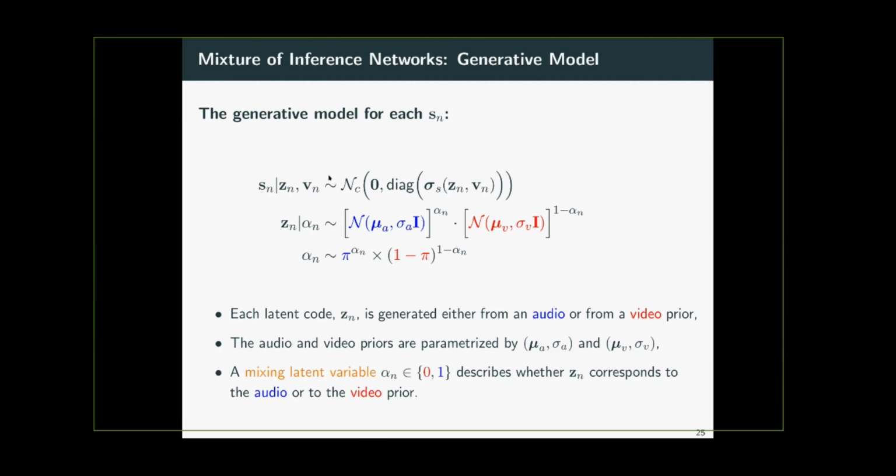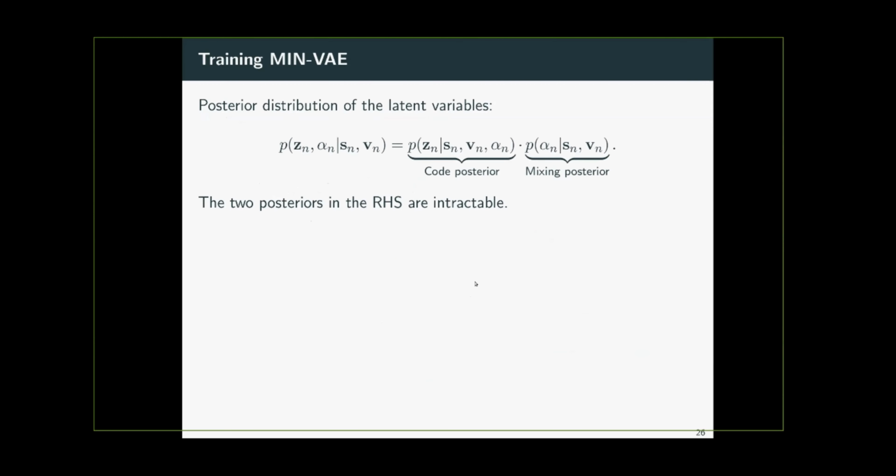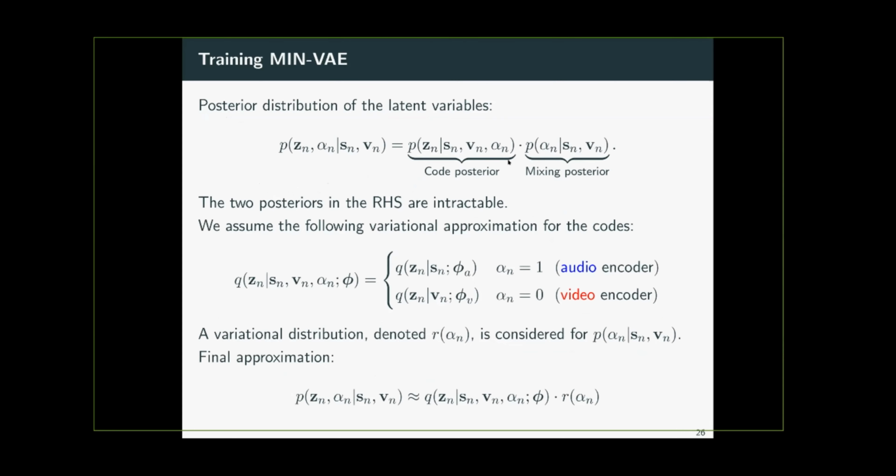And now the question is, how do I describe the posterior distribution, which is the encoder network, to actually work with that? So if I write the posterior distribution of Zn and alpha n, I recall, and I insist on that, alpha n is a latent variable as well. This is the exact posterior distribution. So I have the code posterior given alpha n, and then the mixing posterior. And actually, neither of them is tractable. So I have to resort to some sort of approximation.